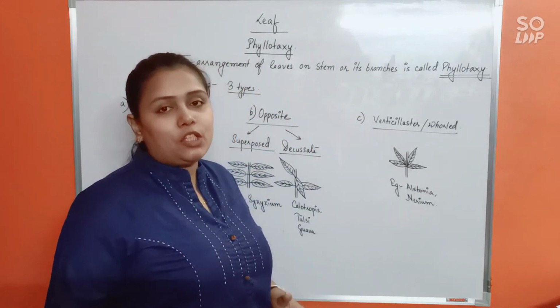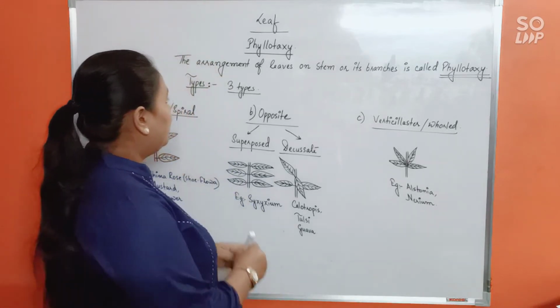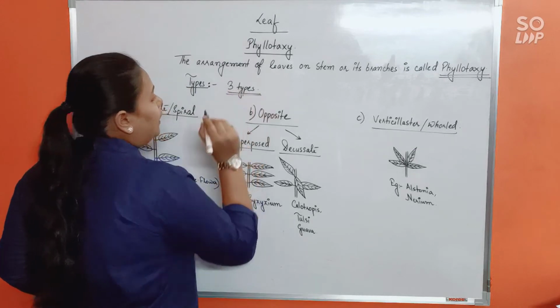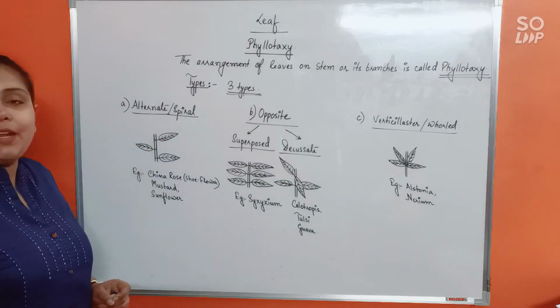So this arrangement of leaves on the stem can be of three types. Okay, it can be of three types. First is alternate or spiral phyllotaxy.